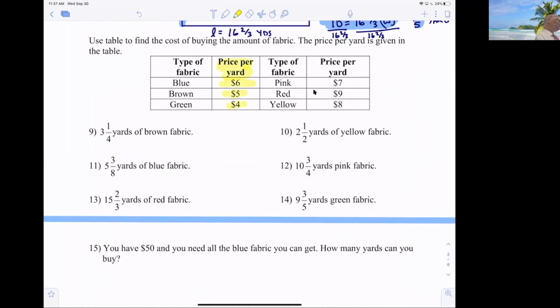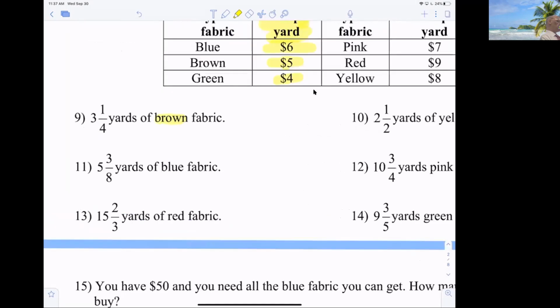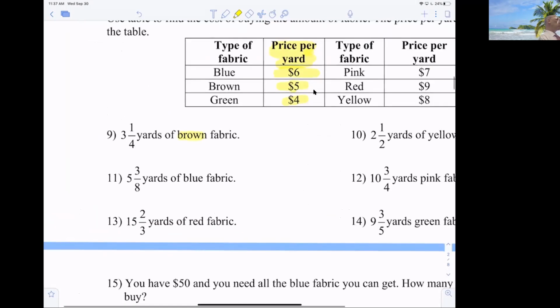So I need help. If I want to buy 3 1/4 yards, how do I figure out what the cost of brown fabric is? How do I figure out what that's going to be? Molly, what do I do? Like divide. Okay, so what is that going to do for me?